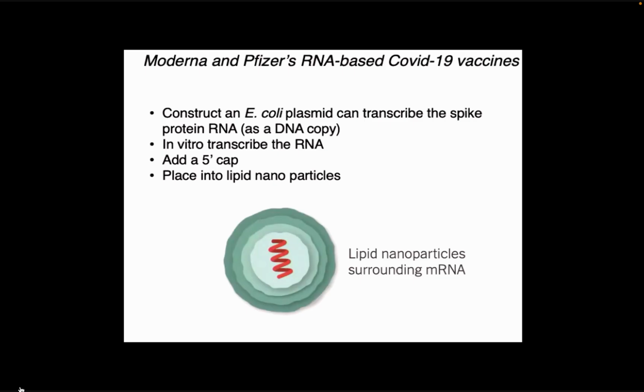If we're going to put this into a eukaryotic cell so that it's translated, what do we need to have on the 5' end of the mRNA to make it translated? A 5' cap, right? So in a test tube, they add in the capping enzyme, so it adds the 5' cap to it.